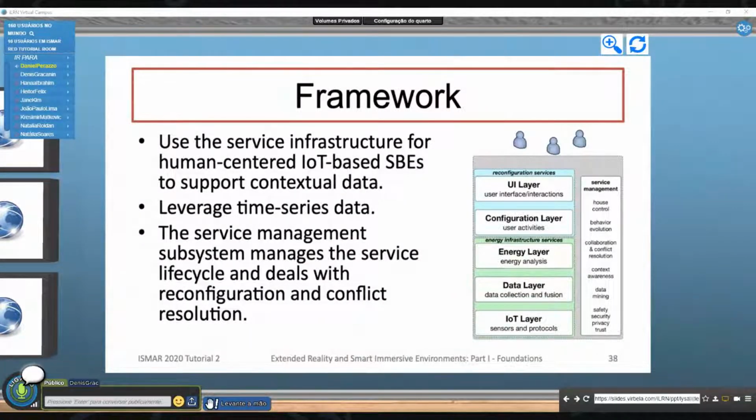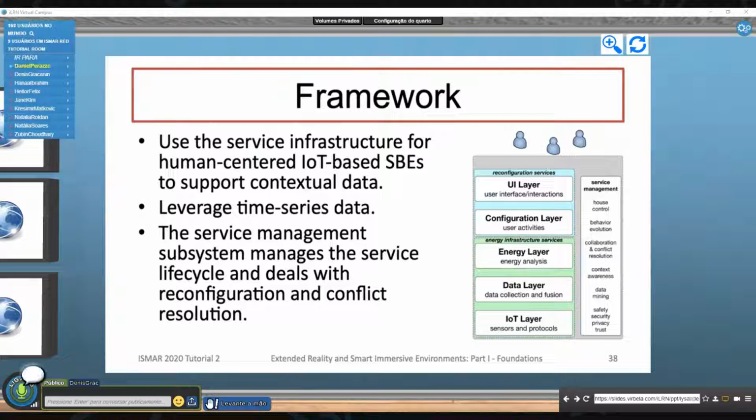So then we can talk about the service framework for smart grid environments that can also support extended reality applications, by looking at how it builds from bottom to top. At the very bottom, we need an IoT layer that will include sensors, protocols, actuators, all those devices. If we have a large number of devices, then we need a data layer that will provide data collection and fusion services.